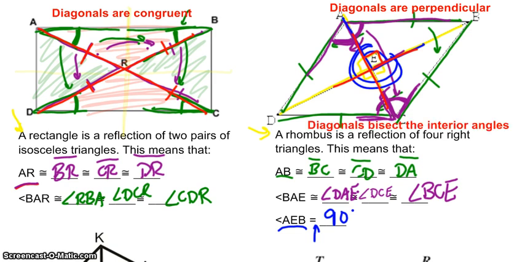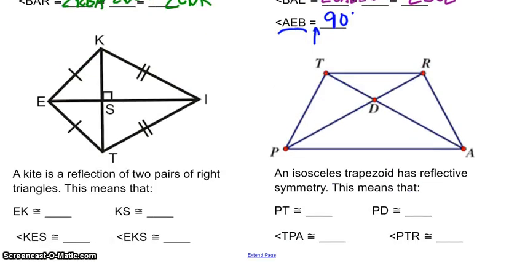We've also learned that the diagonals bisect the interior angles, which means that this diagonal right here cuts this angle into two congruent parts. Same thing over here. This will be cut into two congruent parts, and two congruent parts. Finally, let's look at a kite and a trapezoid.